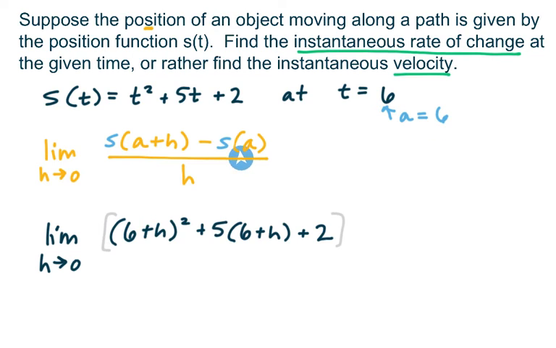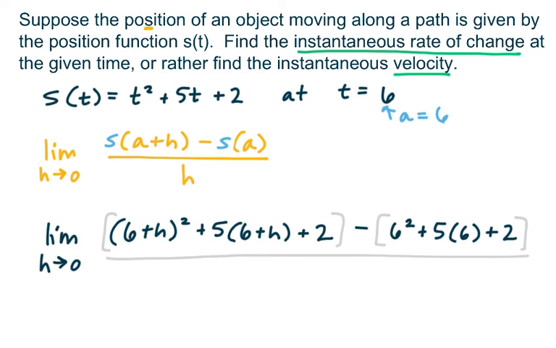So now let's look at finding S of A. So we'll have minus this entire second function. S of A is going to be A squared plus 5A plus 2. But again, my A value is 6. I have 6 squared plus 5 times 6 plus 2. And then all of this is divided by H.